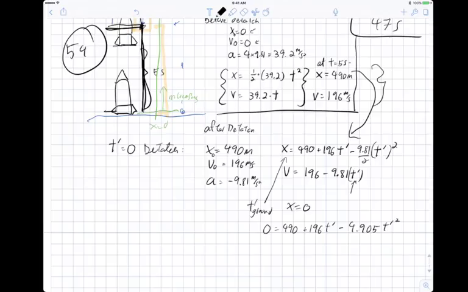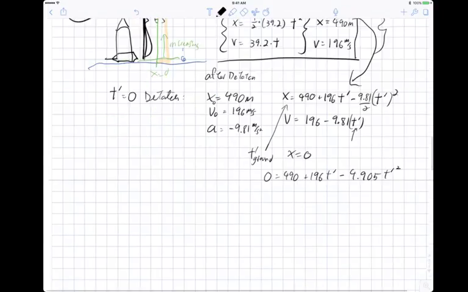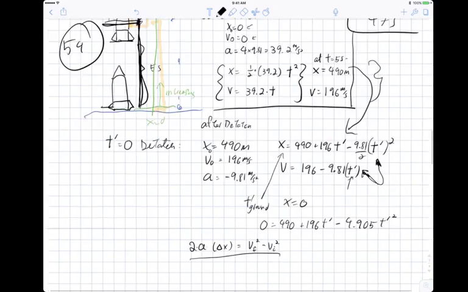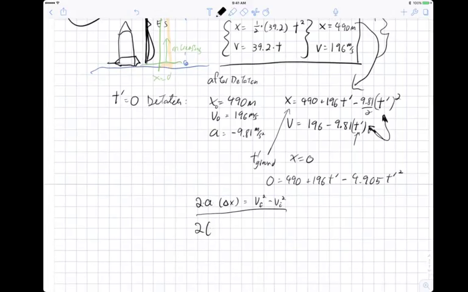Although there's another way to do this. And the other way to do this is to use that equation I showed you earlier. I don't know why it keeps popping up. I think I accidentally chose a bunch of questions. V final squared minus V initial squared. This equation comes about by taking this equation here and solving it for t and plugging it into this equation here. And you get literally this thing. So my acceleration is minus 9.81.